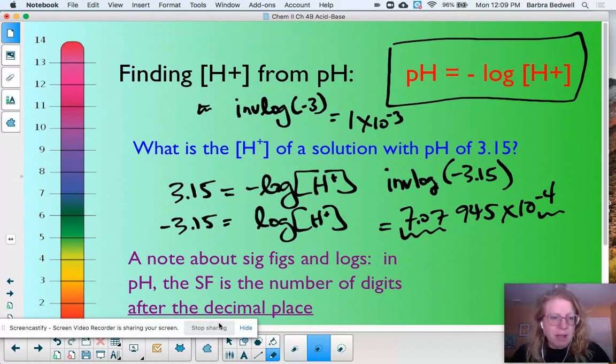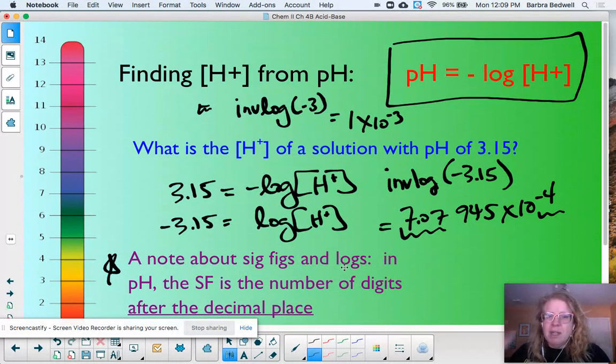Okay, last thing I'm going to say, the second to last screen here. Sig figs with this is really weird. Here's our note about sig figs. Sig figs is a little bit strange because of the way the inverse logs work. I know it's going to drive you nuts. This part gives you the exponent, or the number of decimal places. That part gives you the sig figs. I know it hurts.